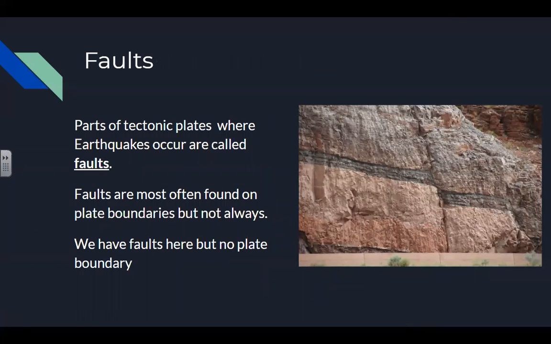So a fault is where earthquakes occur. All tectonic plate boundaries are faults, but not all faults are plate boundaries. Does that make sense? We have faults here, but we don't have a plate boundary here.